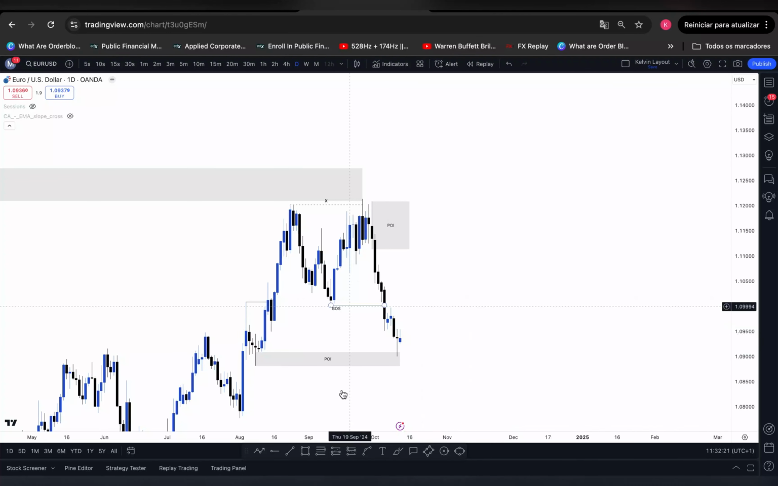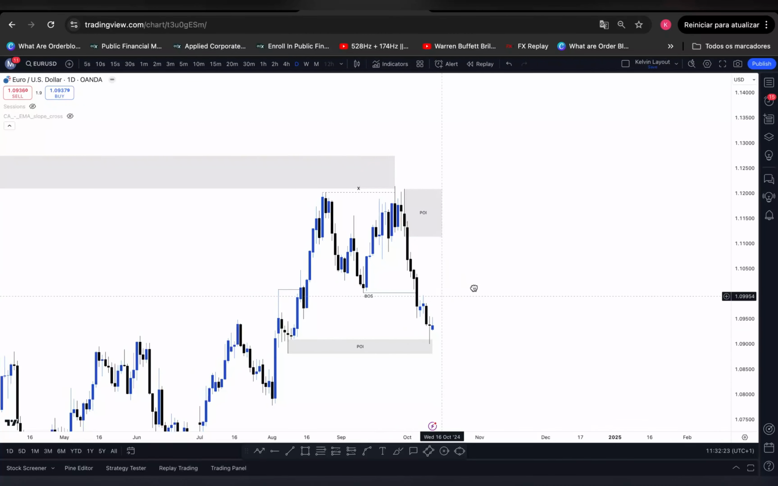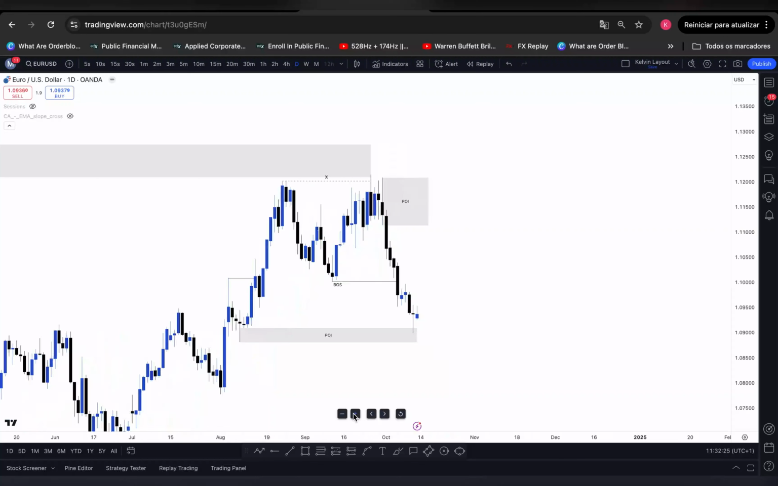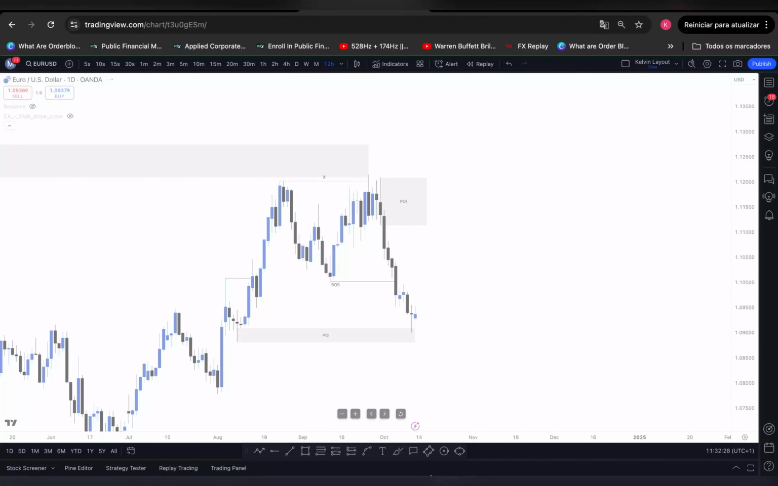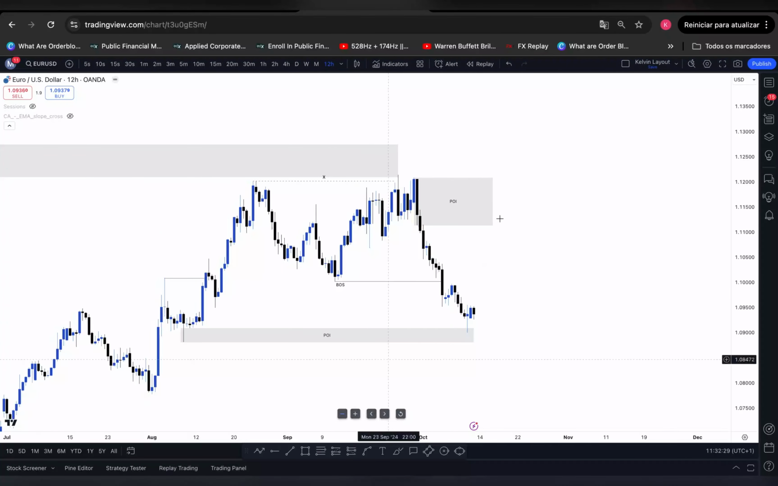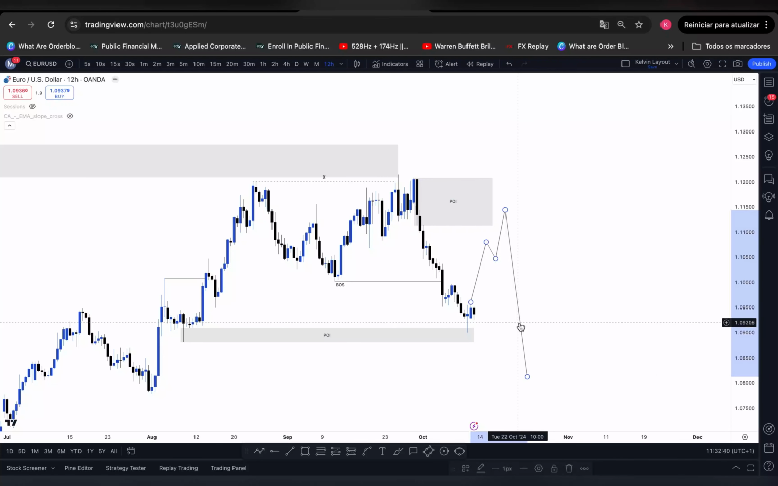So now, as of now, the zones that I'm really looking at, for example, let me just go to the hourly, let me use the 12-hour time frame. I'm actually looking to see if price eventually is going to pull back all the way into this supply zone above, and then we have that continuation to the downside.